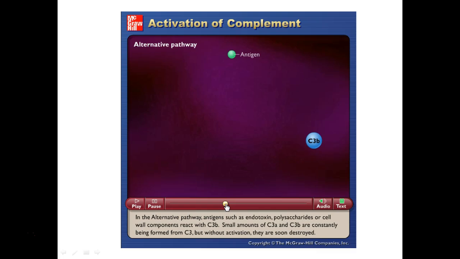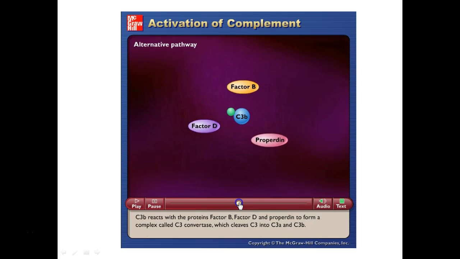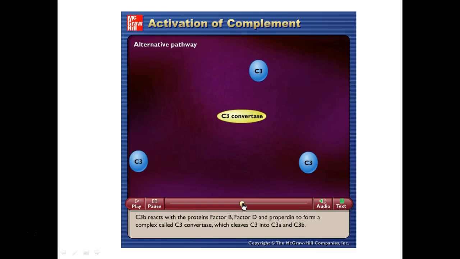Which, as they said, we're naturally always breaking down C3. But it has to get further activated. It has to bind to something. Other molecules come in, as they say, so factor B and D and properdin. And we convert, again, to an enzyme that's just going to keep breaking down C3 into C3a and C3b. So at this point, all the pathways are similar. They all somehow generate C3 convertase, that's going to keep breaking down C3 into C3a and C3b.